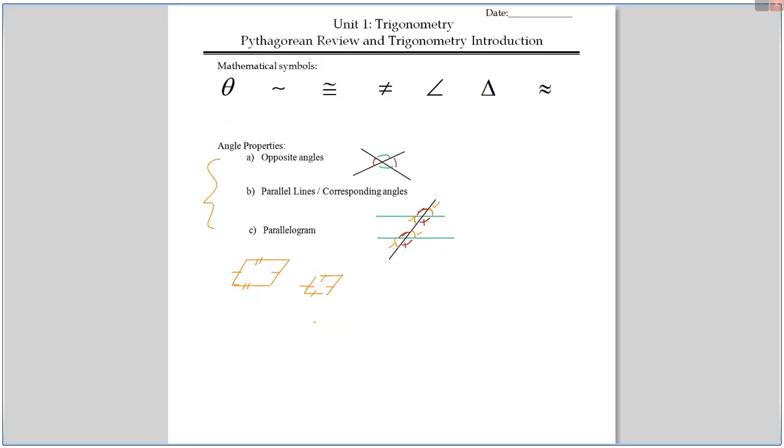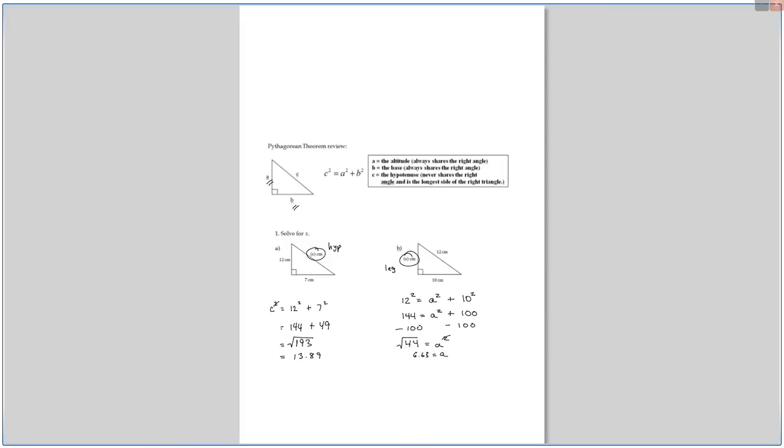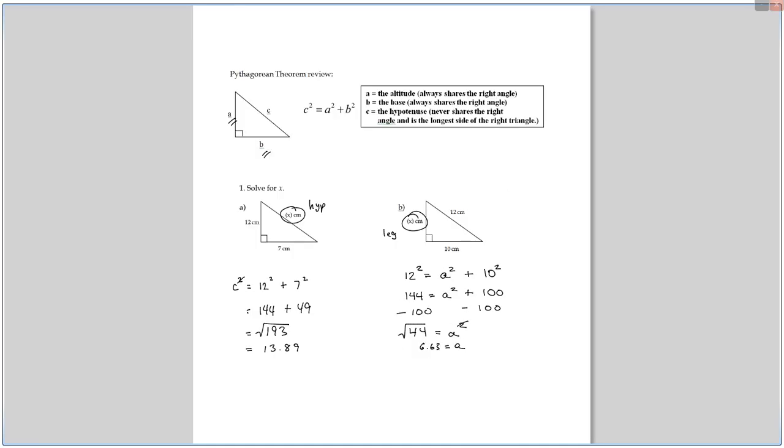And then we can move on to the next page. And this is some Pythagoras that we've already done.